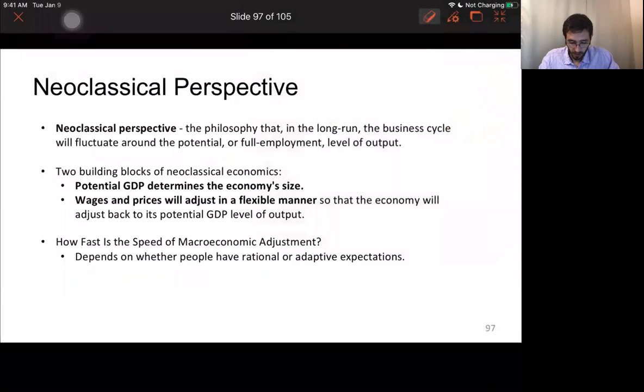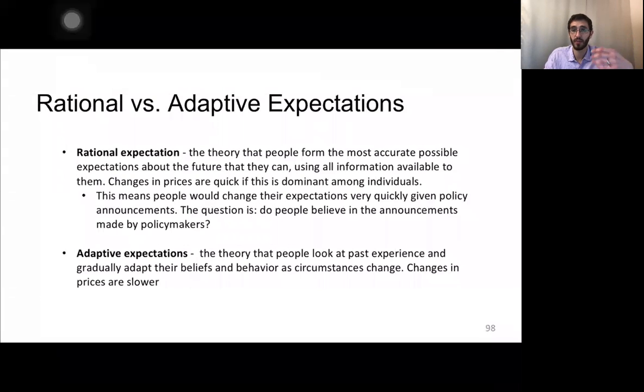Okay. So the truth is, do prices adjust very quickly? Well, one thing to think about to know whether prices are going to adjust very quickly is how fast people change their expectations. So if the government says, hey, we're going to try to lower inflation, do people quickly start to react? Do they respond accordingly? This would depend on how people react to economic news.